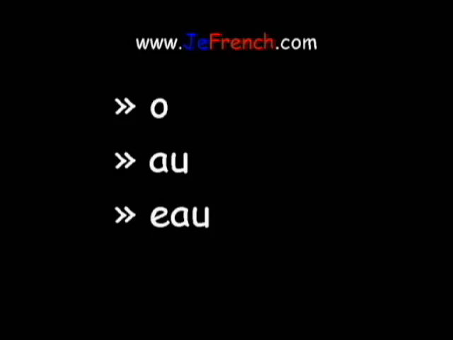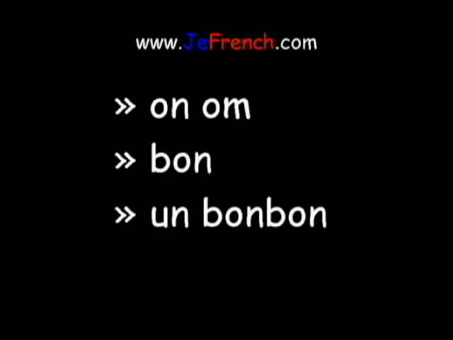Now we've also studied in the alphabet the O sound. It can also be written AU, and EAU. Finally, when we have the O sound followed by an N or an M, like bon or un bonbon, it becomes a nasal sound. Now those nasal sounds are, I think, typical to the French language. So they might take a little practice, but basically a nasal sound is a sound that kind of wants to come out of the nose instead of coming out of the mouth.